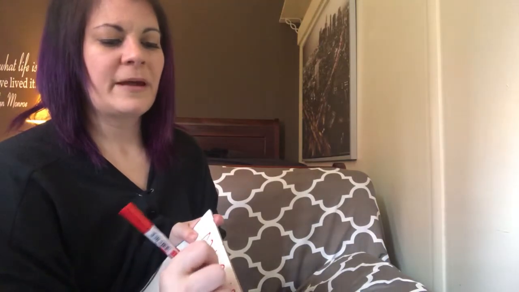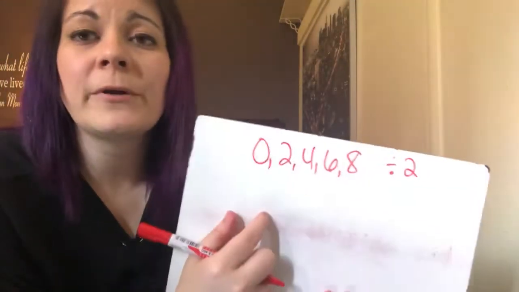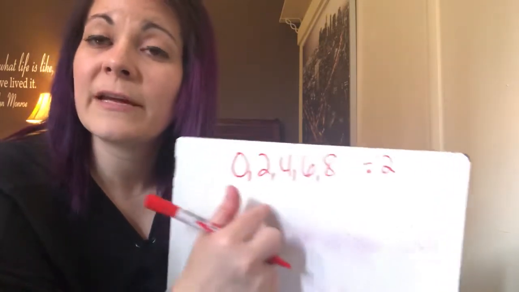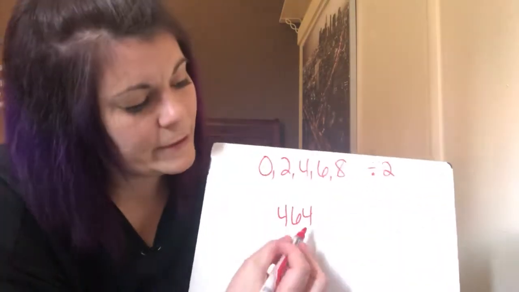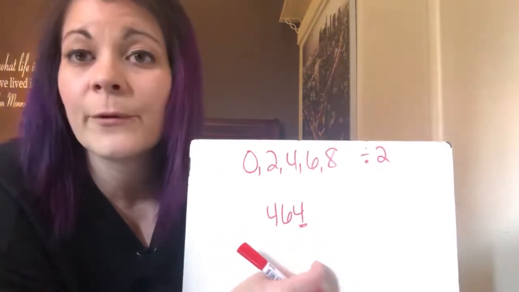The divisibility rule for 2 is if the number ends in an even number, then we know it's divisible by 2. So basically, if a number ends in 0, 2, 4, 6, or 8, we know it's divisible by 2, okay? So like 464. It ends in 4, which is an even number. We know it's divisible by 2.